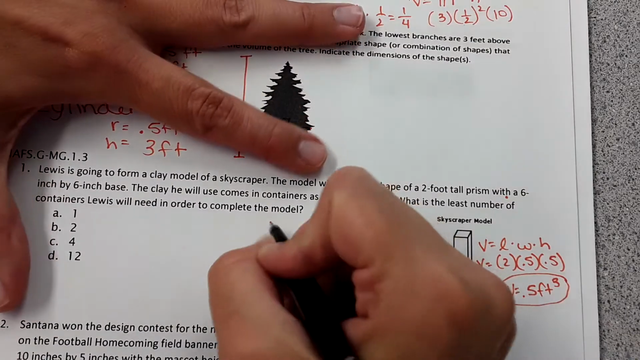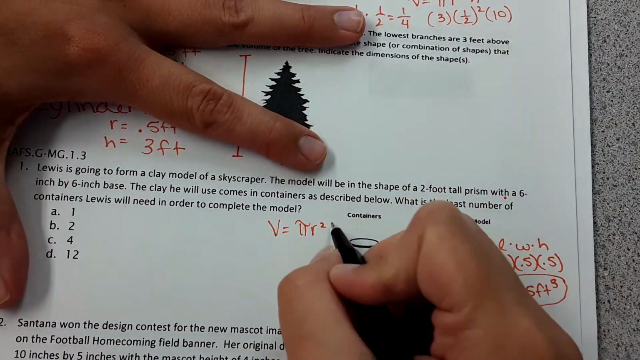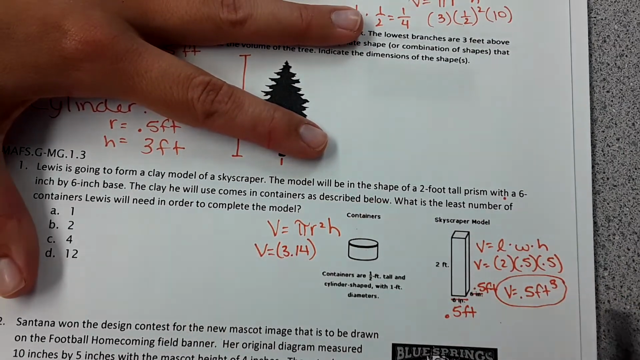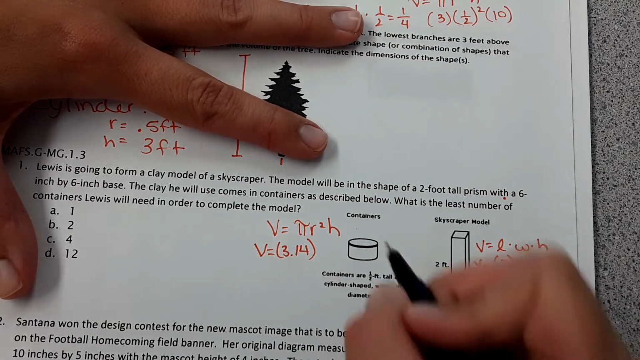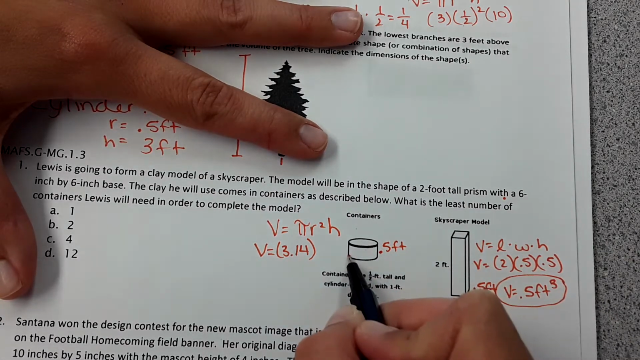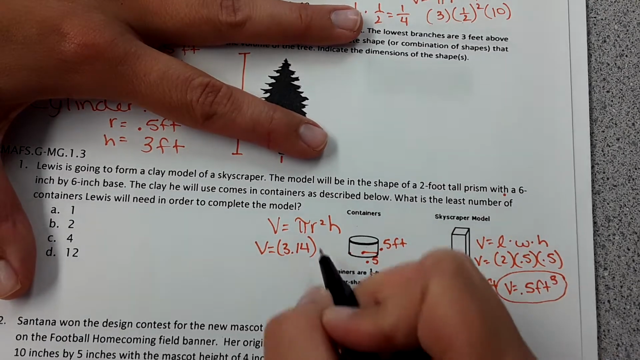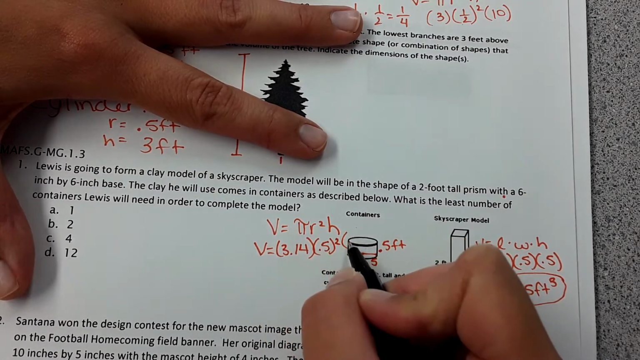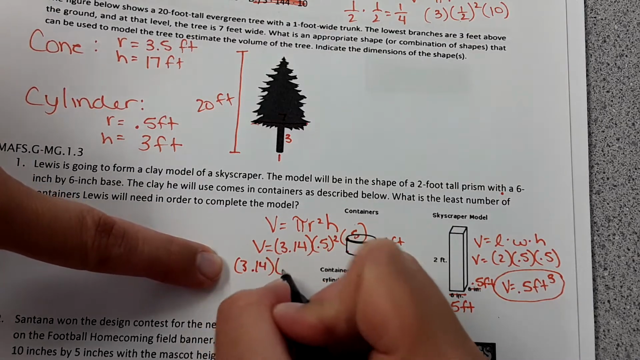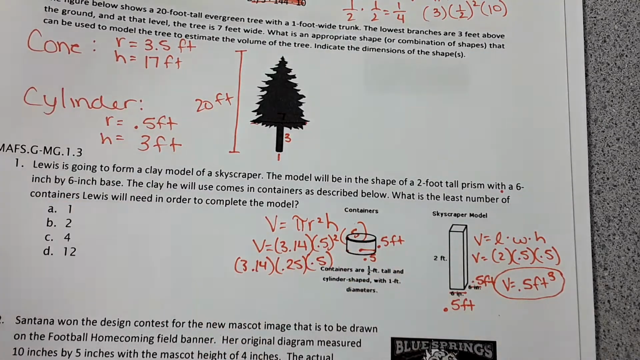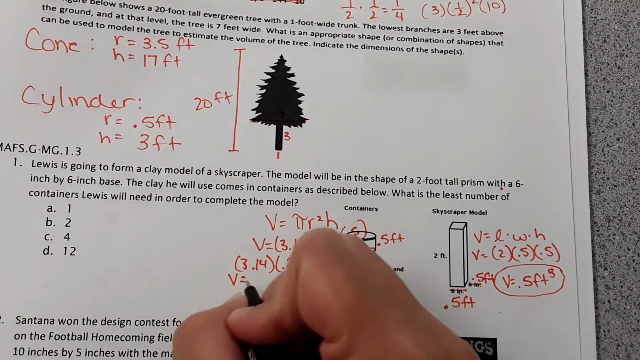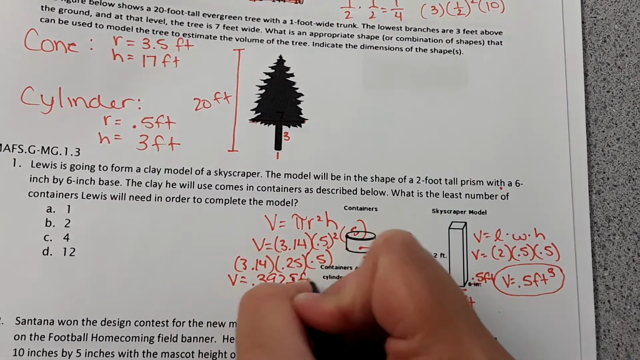Then for the cylinder, volume of a cylinder is pi r squared, the area of the circle, times the height. It says that the containers are a 1/2 foot tall, so 0.5 feet tall. And the base has a diameter of 1, so the radius would be 0.5 as well. So the radius 0.5 squared times the height, which is 0.5. When you multiply these three numbers in a calculator, you get 0.3925 feet cubed.